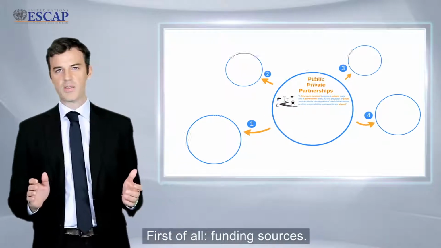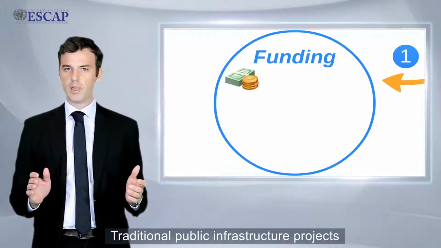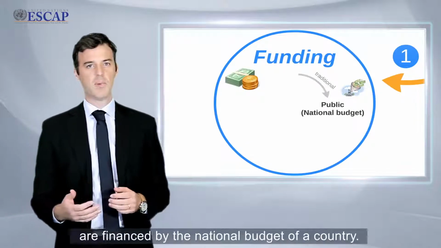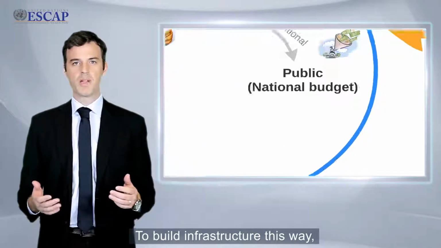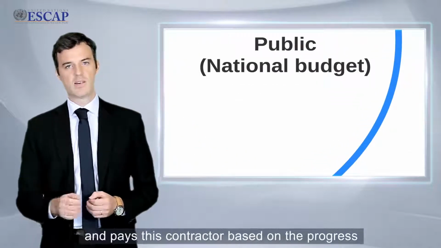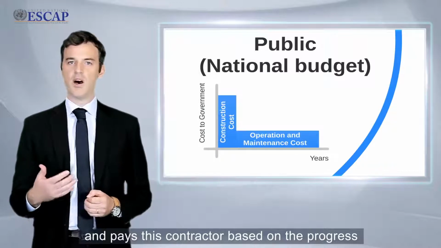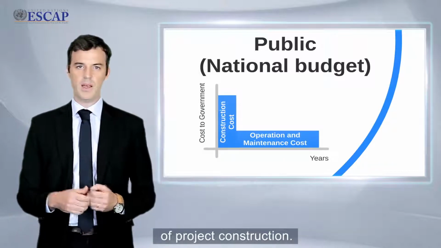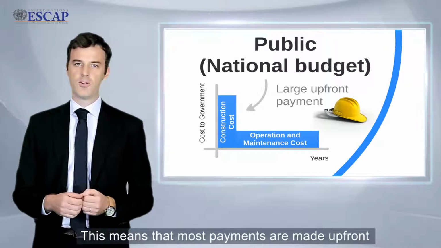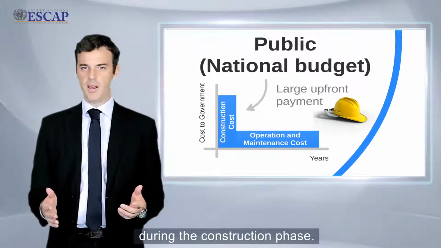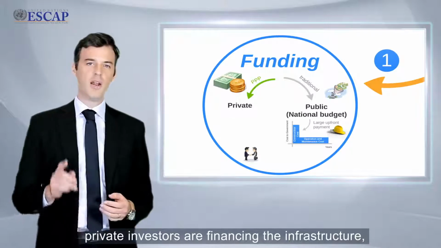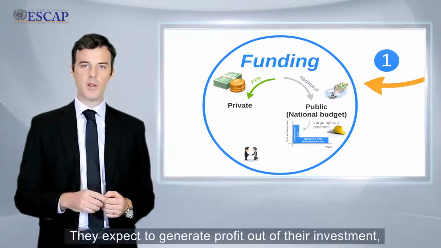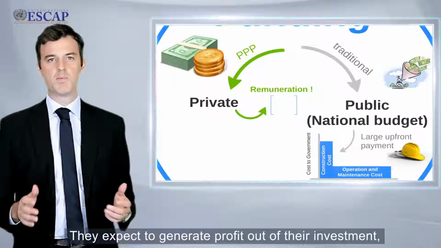First of all, funding sources. Traditional public infrastructure projects are financed by the national budget of a country. To build infrastructure this way, the government selects a contractor and pays this contractor based on the progress of project construction. This means that most payments are made upfront during the construction phase. In a PPP project, private investors are financing the infrastructure, but they are not doing it for free. They expect to generate a profit out of their investment, which means that they have to be remunerated.